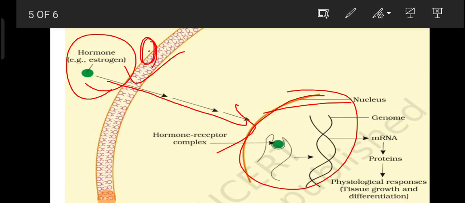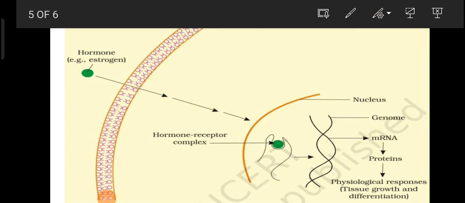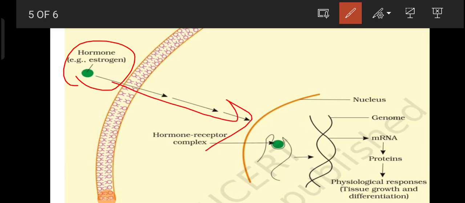And in case of steroidal nature hormones, as I already discussed, these hormones have the nucleus as their target, and after that the hormone receptor complex will form, which will lead to transcription, and mRNA formation will occur. After the mRNA formation, the desired protein will form, and the result we will see.